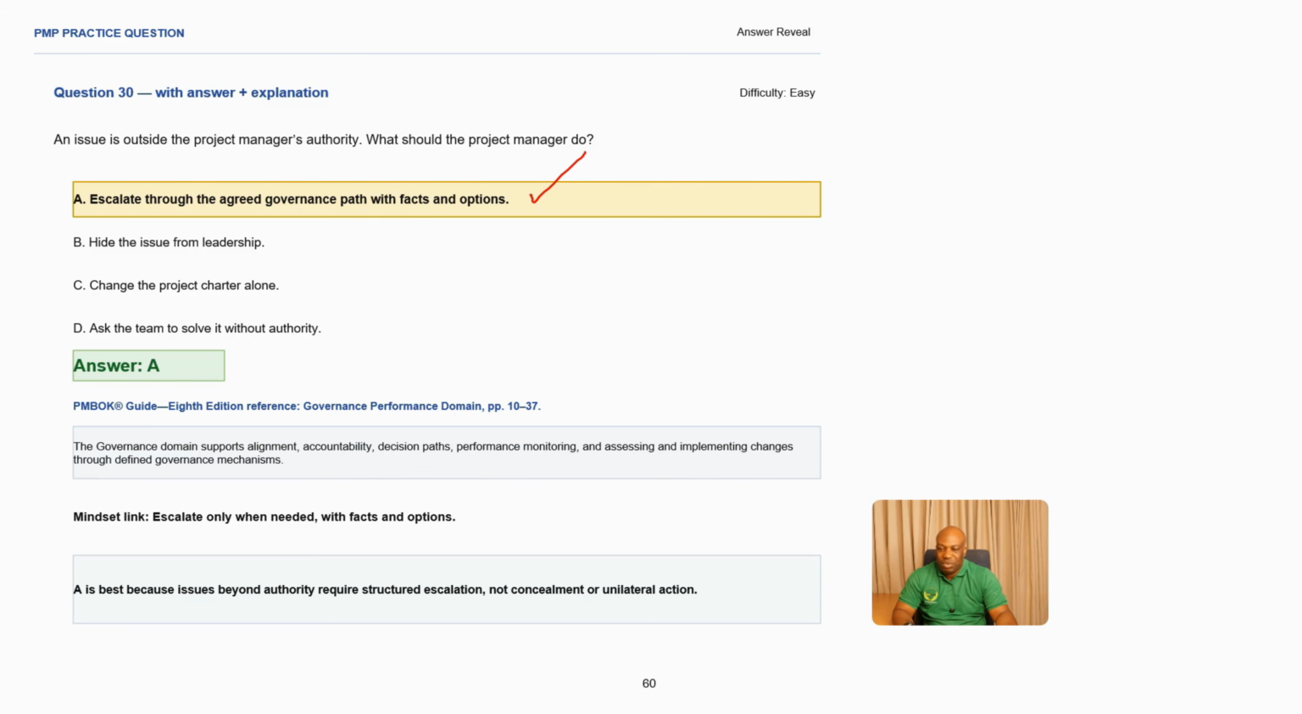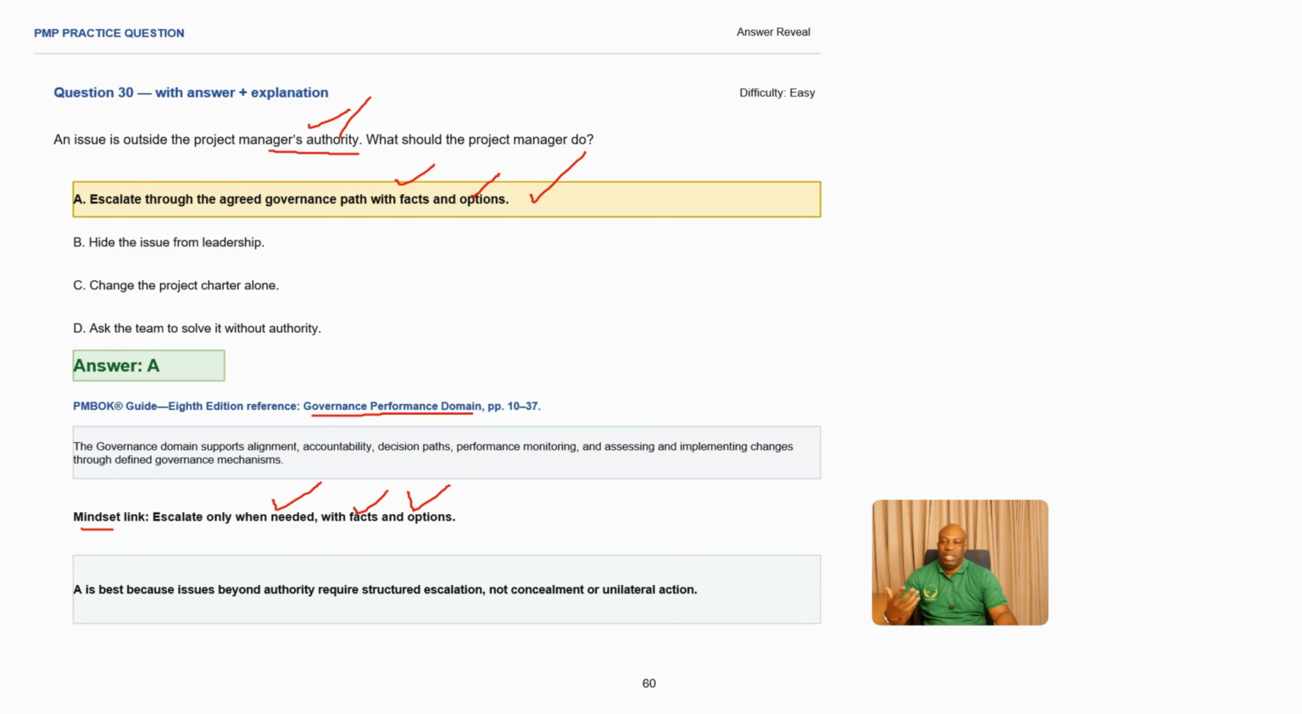facts and options. Okay, so you go with your facts and options as you escalate. So you can see in this scenario, you have to escalate because it is beyond your authority. If you look at here, it is beyond your authority as a project manager. And what is our reference? It is the governance performance domain, all right? And the mindset that is applicable to this particular scenario is escalate only when needed, okay, with facts and options.